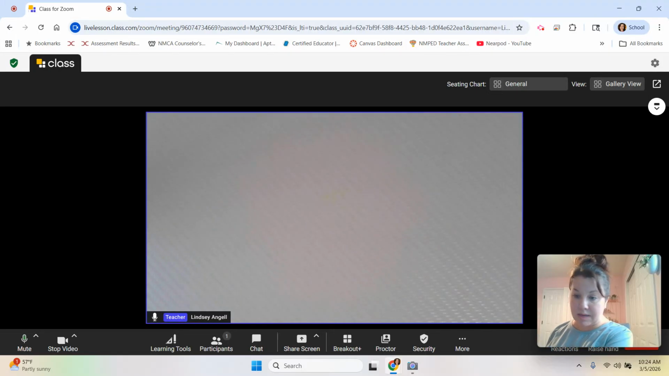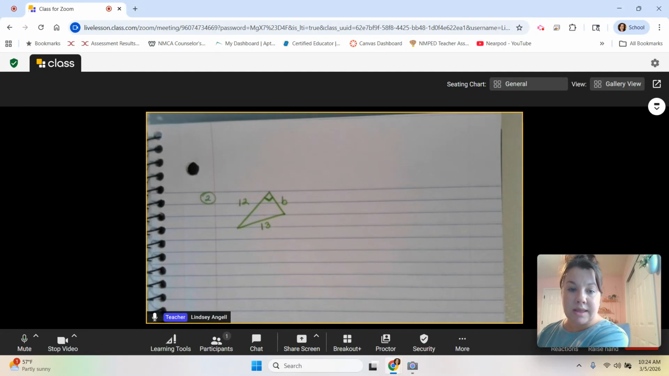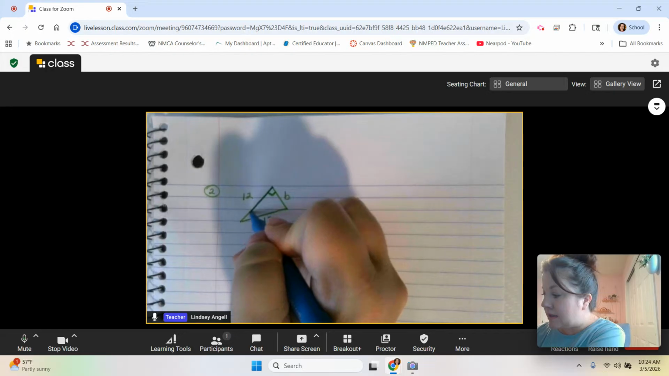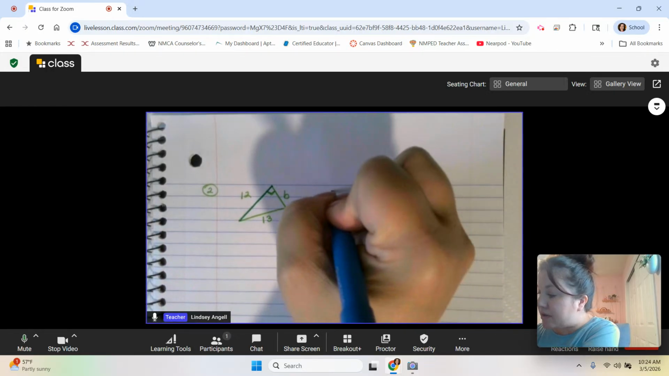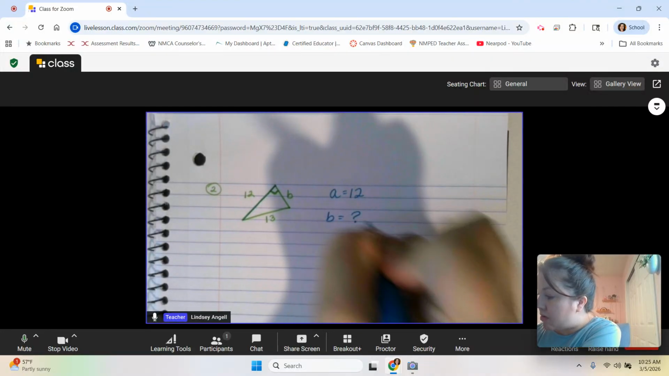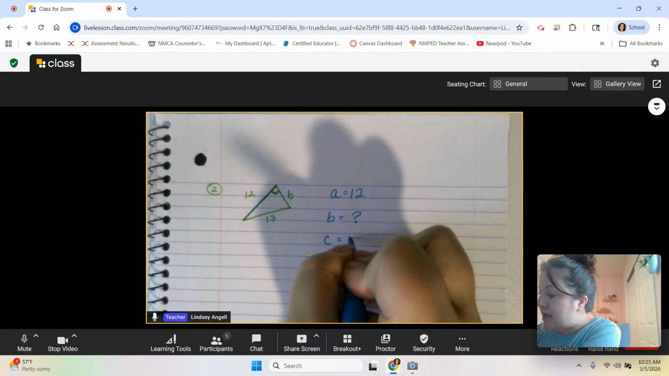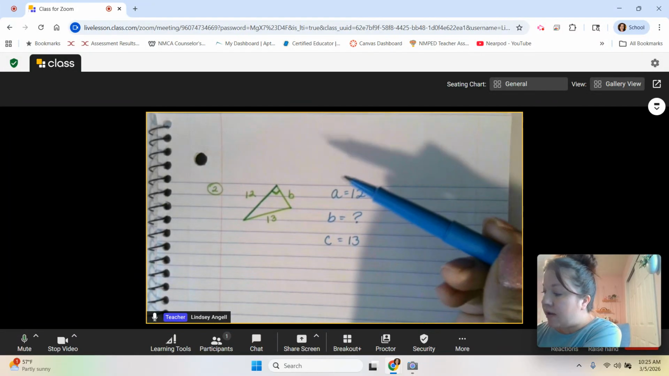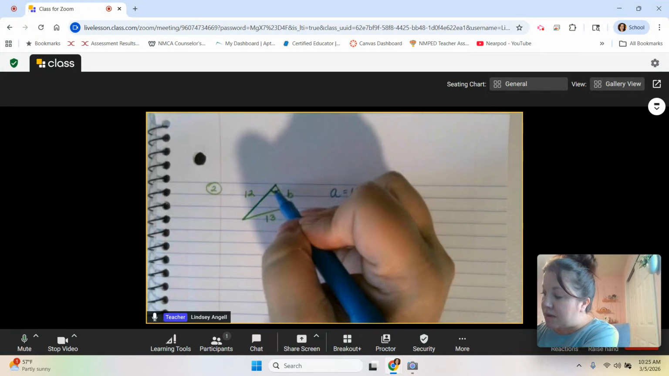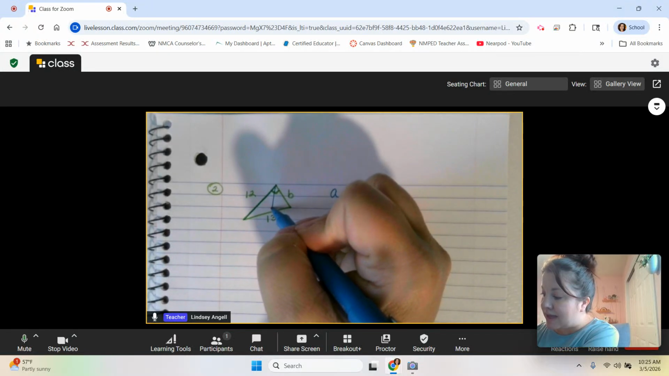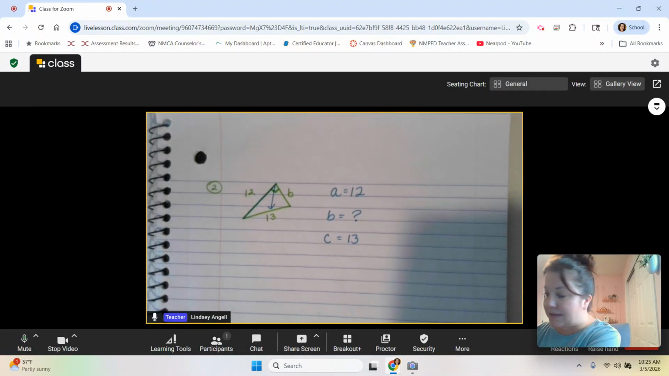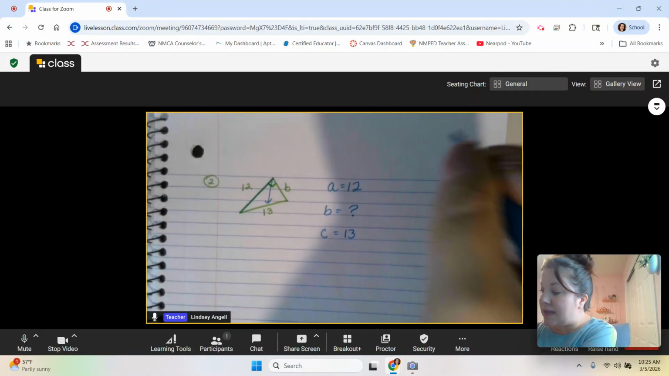For our second example, this time I was given one of the legs, right, as 12. So it looks like a is equal to 12. We don't know b, and then c is equal to 13. Now I know that partially based on which variables there are, but also remember the hypotenuse, or c, is the side that's across from the right angle. Okay, so that's how I knew that that one was c.